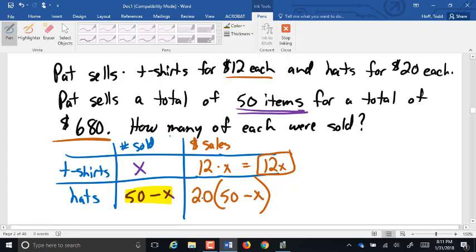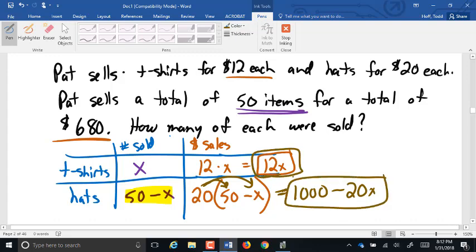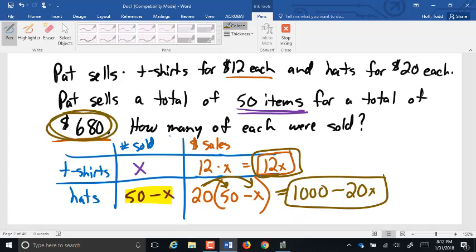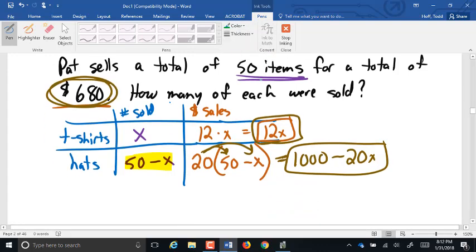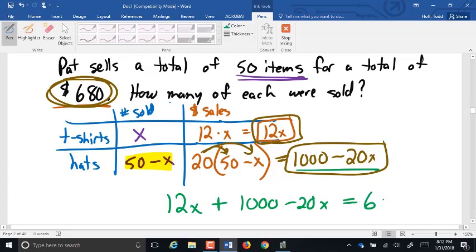We're going to have to multiply. What is 20 times 50? 1,000. 20 times negative X, negative 20X. Those two numbers have to add up to the total sales of 680. So I've got 12X plus 1,000 minus 20X equals 680.